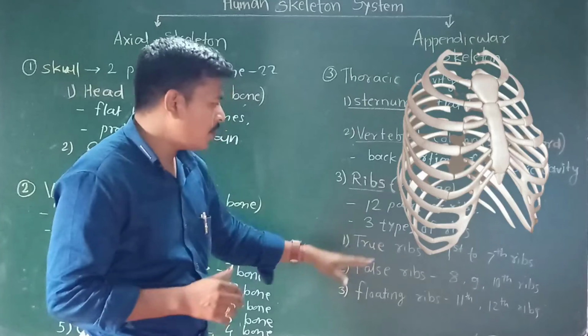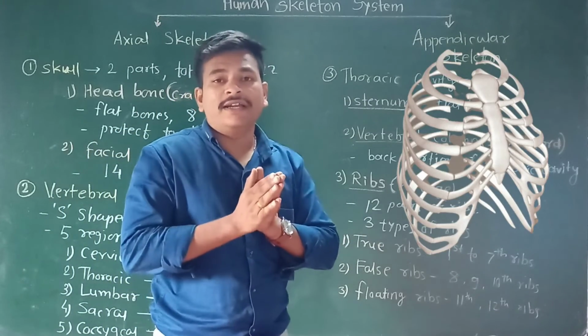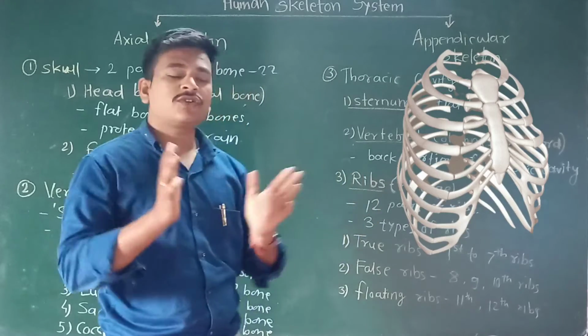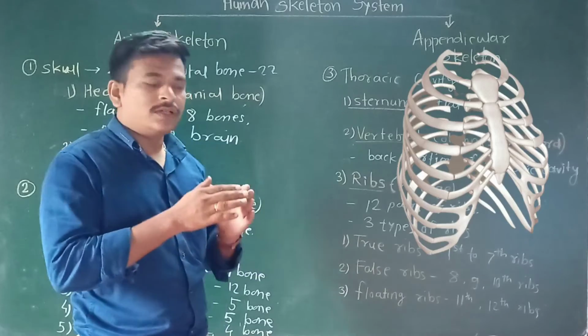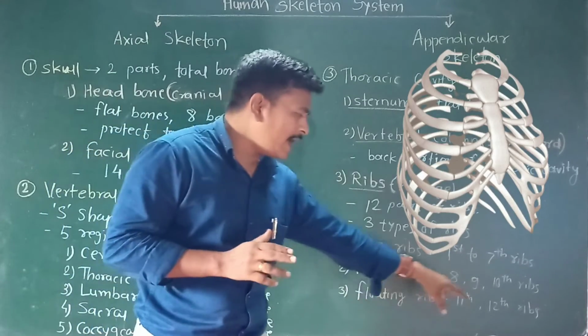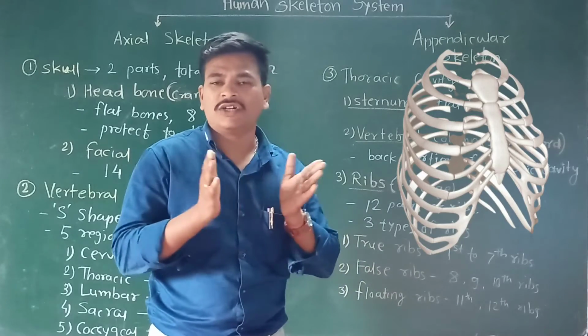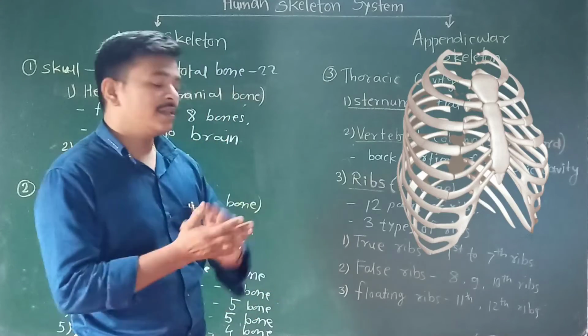And second is the false ribs. The 8th, 9th and 10th ribs are indirectly connected to the sternum. This is called the false ribs. And the floating ribs are in a floating condition; the 11th and 12th ribs are not connected to the sternum. These ribs are called the floating ribs.